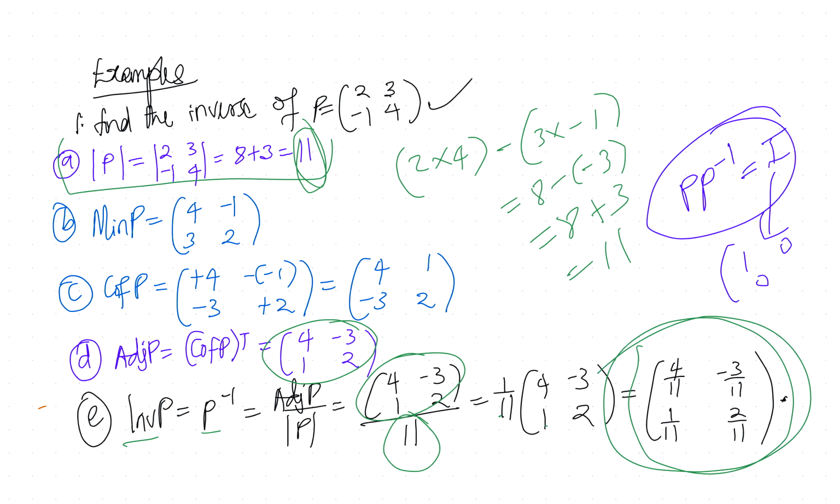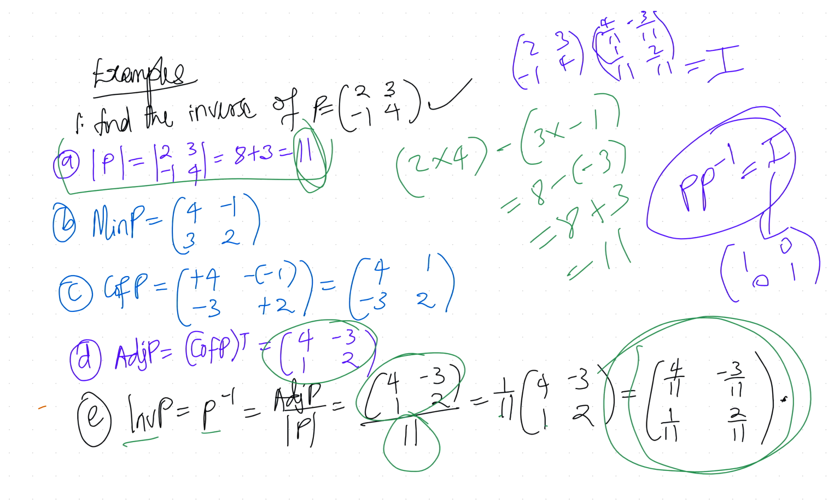So you already know how to multiply matrices. For you to know if your inverse is correct, all you need to do is multiply 2, 3, minus 1, 4, and 4 over 11, minus 3 over 11, 1 over 11, and 2 over 11. When you multiply this, you should be able to get the unit matrix. If you don't get the unit matrix, then something is wrong with your inverse. So that's how to check.